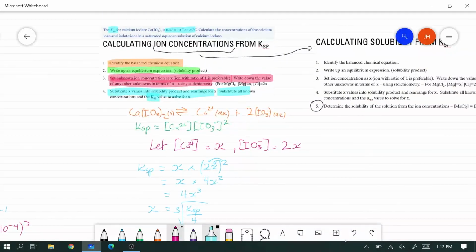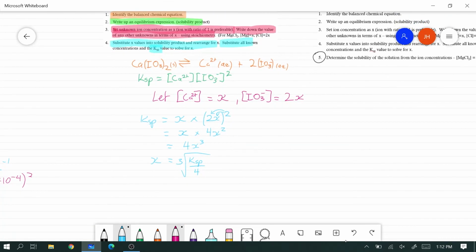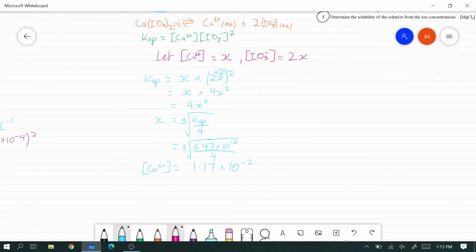So we've been told at the top the KSP is 6.47 times 10 to the negative 6. I'm going to put all of that in. So the cube root of 6.47 times 10 to the negative 6 all over 4. When we put that into our calculator, we should end up with 1.17 times 10 to the negative 2 should be our x value, which is our concentration of calcium ions.